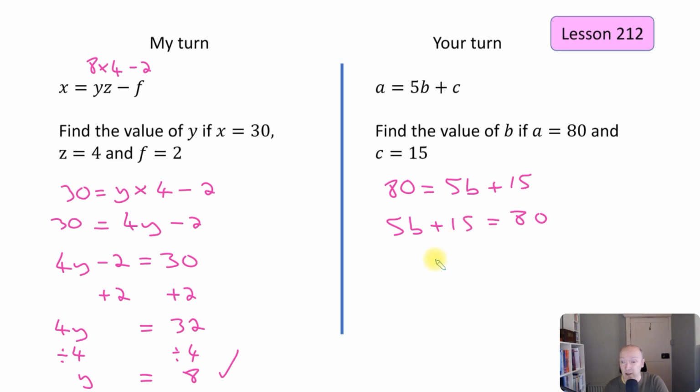Then again, balancing scales, so let's take 15 from both sides. That's 65. 15 take 15 is 0, so that's 5b. Got times 5 I don't want, opposite is divide by 5.